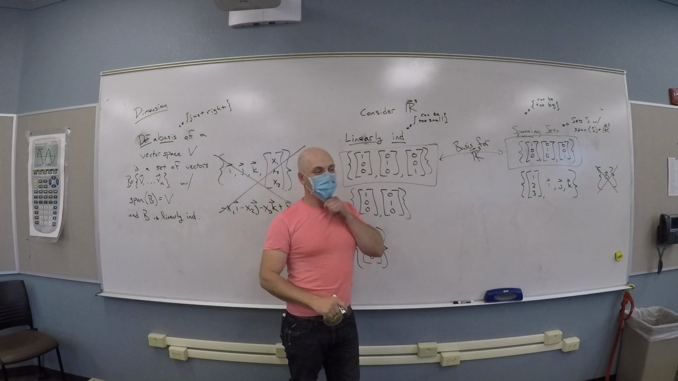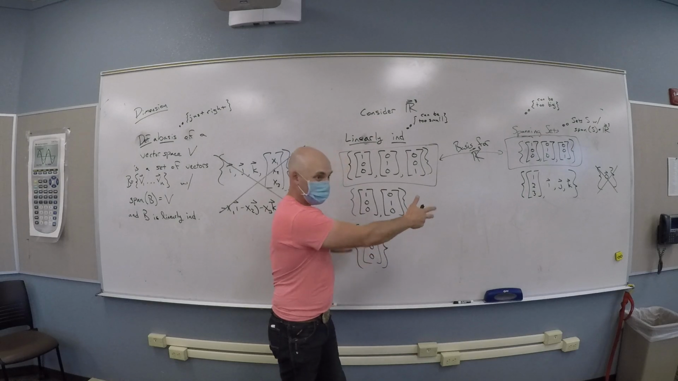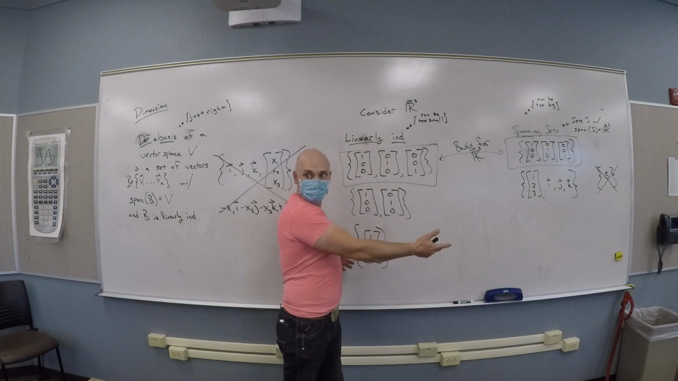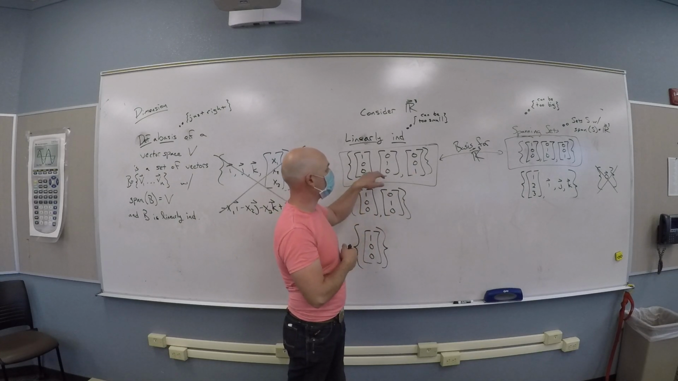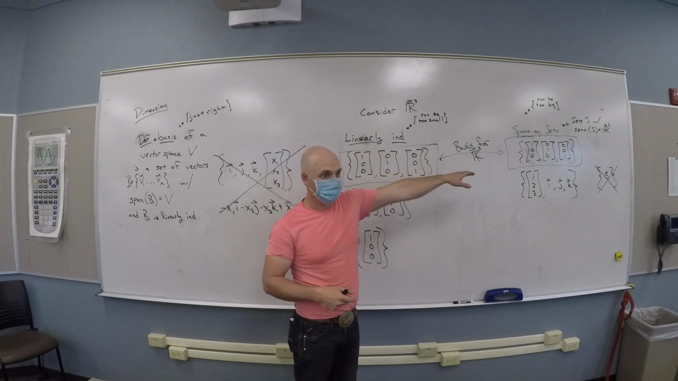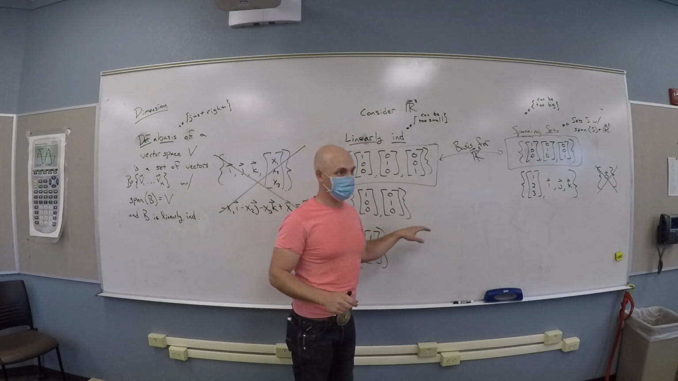Is that the only basis for R3? Up here it is. You guys see that? Of the sets of vectors I've written down up here, that is the only one that is both linearly independent and spanning. Let me convince you that that's not the only way to skin this particular cat.